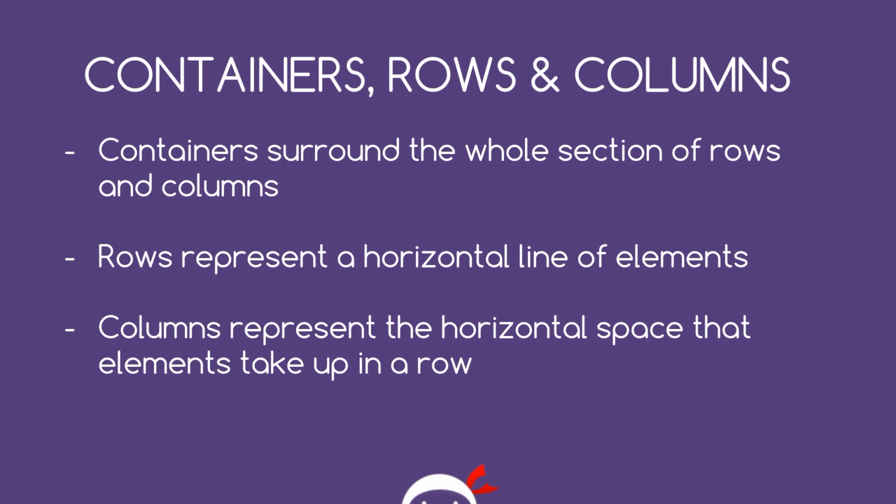And in order to do this, we have to understand three key concepts, right? The first one is containers, second one is rows, and the third one is columns. Now, we've already seen rows and columns a little bit, but containers surround the whole section of row and columns. If you want to use the grid system, you have to put it within a container div, okay? Then rows represent the horizontal line of elements, we've already seen those, and columns represent the horizontal space that each element takes up. For example, it takes up 4 columns of width, or 8 columns of width, or 6, or 5, whatever you want it to be, okay? So they're the three key components that we're going to look at over the next 3 lessons, and we're going to start with containers.